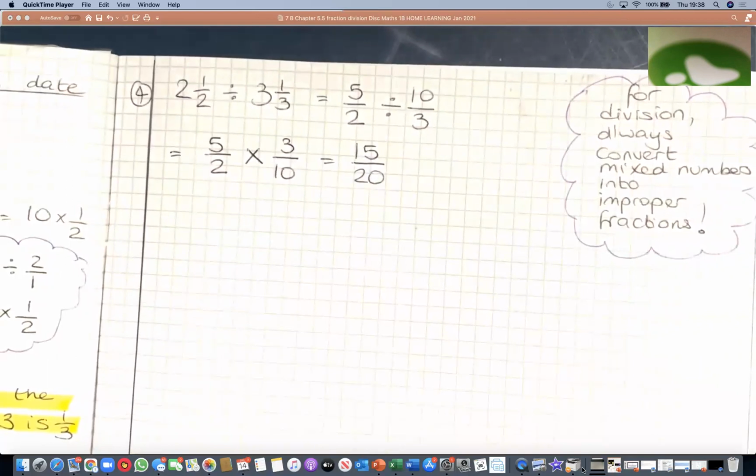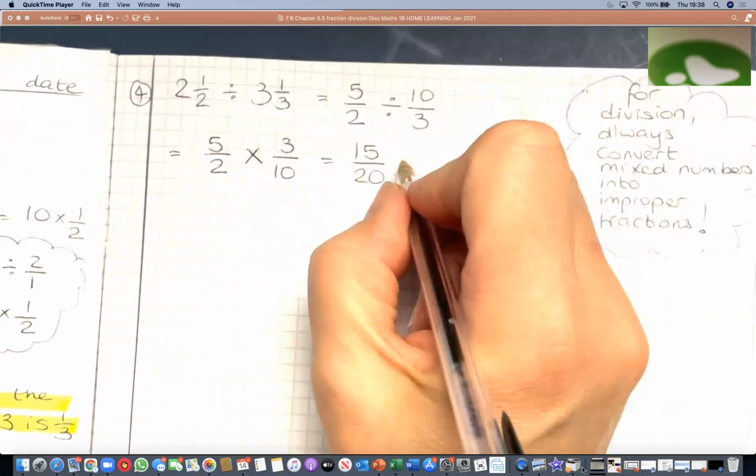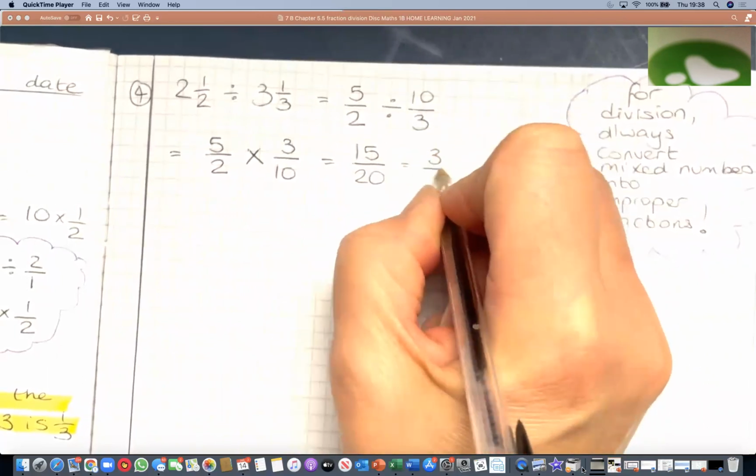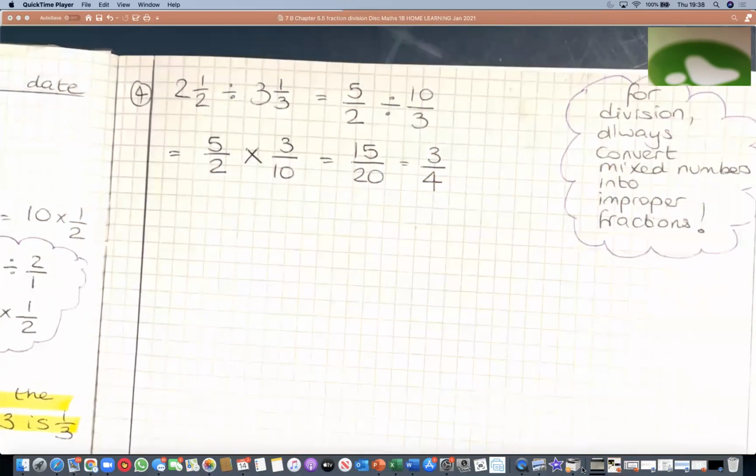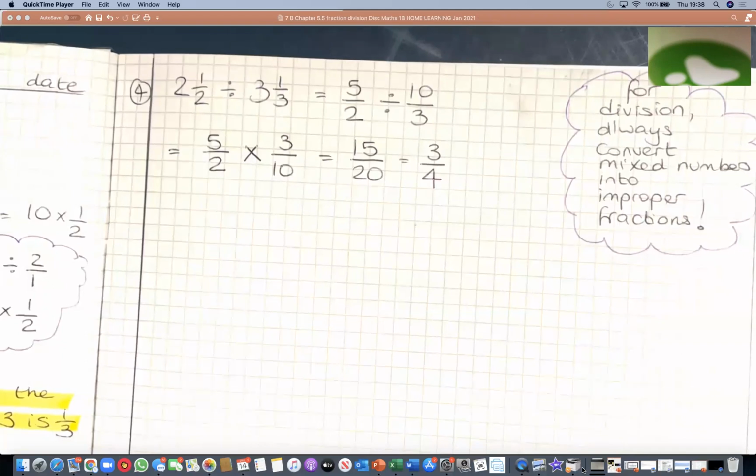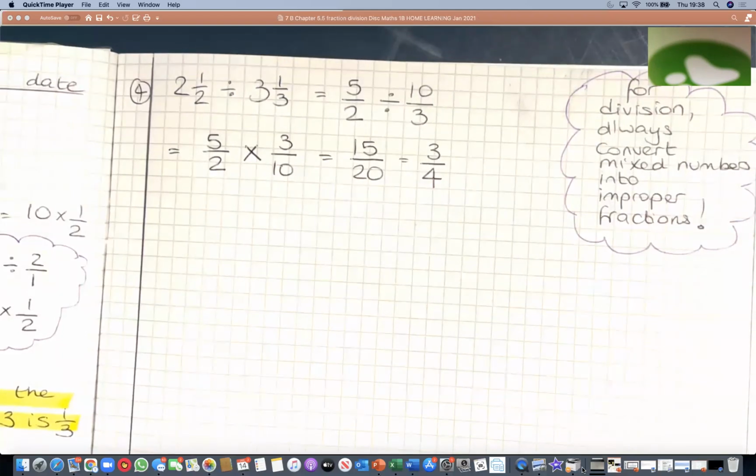And then I can see if I can simplify it. I know that both of these numbers are in the 5 times table, so I can divide the numerator and the denominator by 5 to give me 3/4.